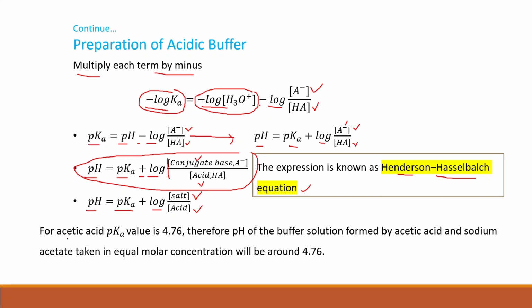For example, for acetic acid, the pKa value is 4.76. Therefore, the pH of the buffer solution formed by acetic acid and sodium acetate taken in equal molar concentration will be around 4.76.